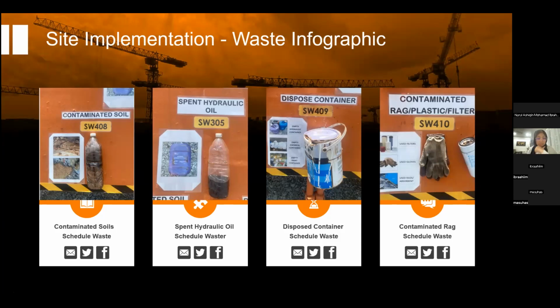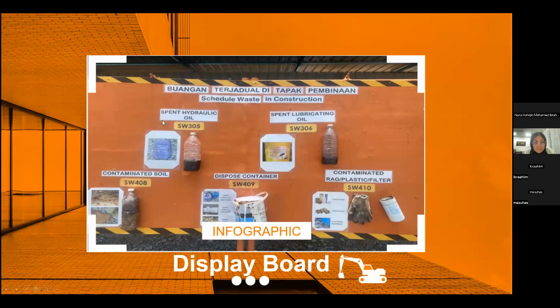Correct. And then we go to the site implementation of waste management for scheduled waste. So it's contaminated soil. This is a sample we display at the site to give awareness to the contractors, subcontractors, clients and consultants. We hang this in our toolbox area to understand the types of scheduled waste. Here we have contaminated soil, spent hydraulic oil, which normally comes from hydraulic machines, disposed contaminated containers, contaminated rags, and plastic filters. We hang this platform at the side.